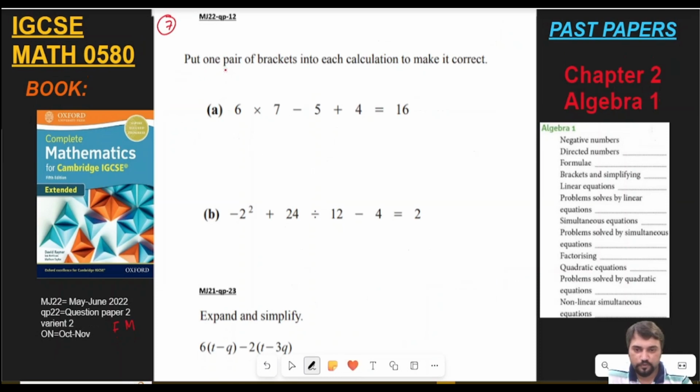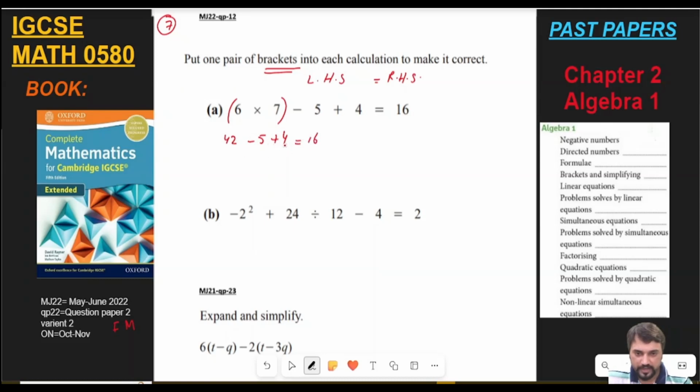Question number 7 is, put one pair of brackets into each calculation to make it correct. That is, we need to show that left hand side is equal to right hand side by placing the brackets. Okay, the question is easy. You just need to put bracket around 2 digits or 3 digits. It's up to you. You have to check it. I'm gonna place first like this and simplify it. 6 into 7, that is equal to 42, minus 5 plus 4, and my answer should be equal to 16.